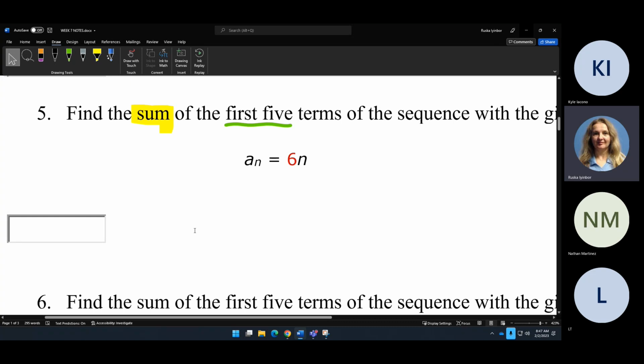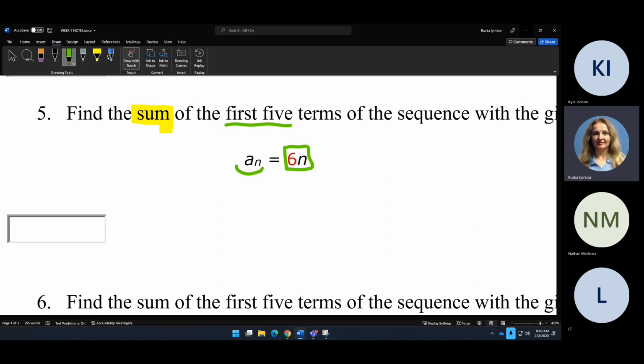Okay, so do you want me to show you how to do it without calculator? Yes. Okay, so this is what you're doing. So it says find the first 5, right? So that means this a_n equals 6n is the formula. a_n is called the general term, which means any number in that sequence you want to find. And 6n is the formula for how to calculate each one.